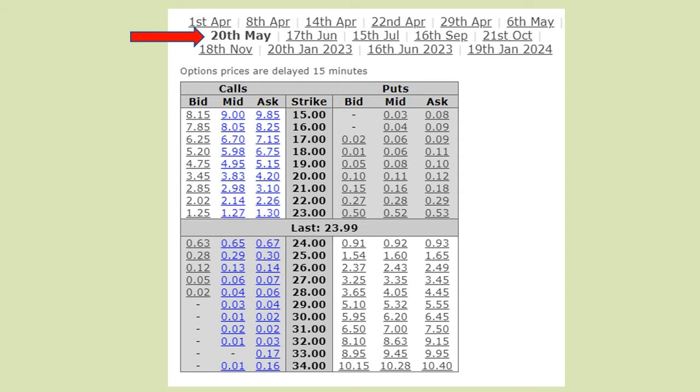Let's use the options table to pick a specific options contract. We are looking at the May 20th option table. And we might buy the 21 strike. And we will buy a call. So, this would be the May 20th 21 strike call.